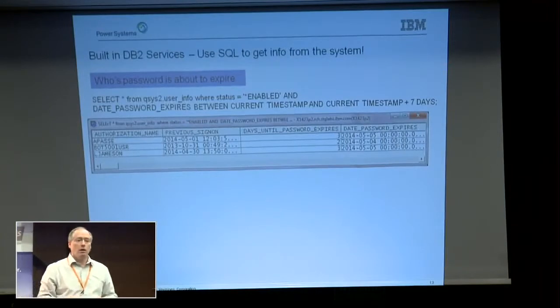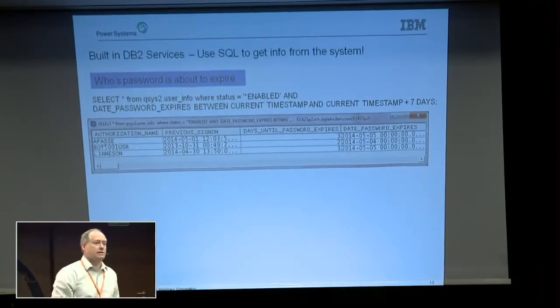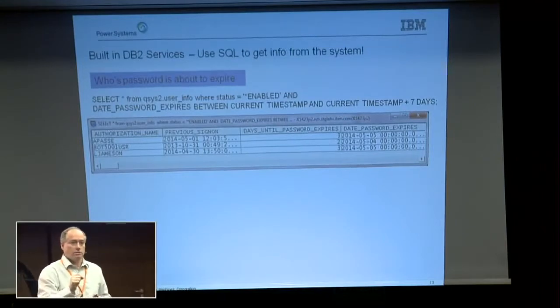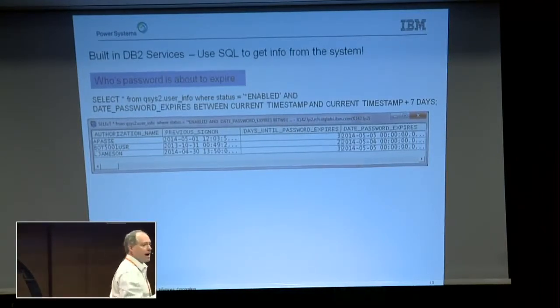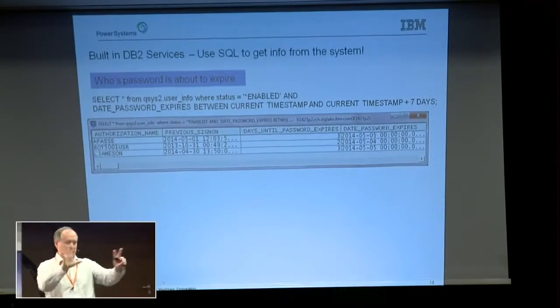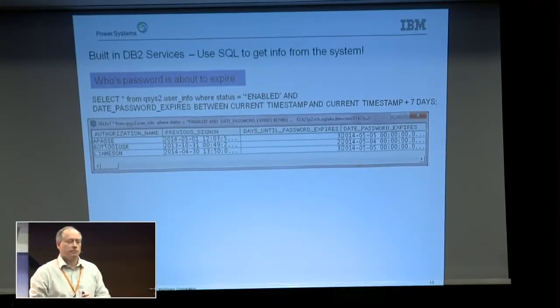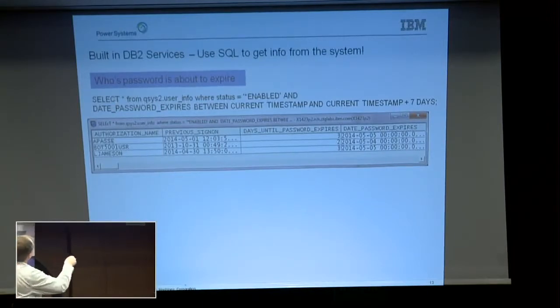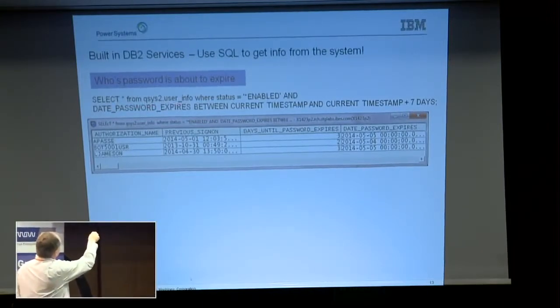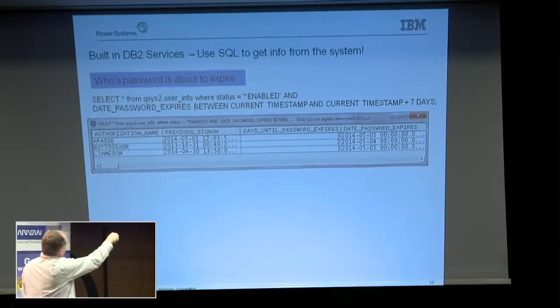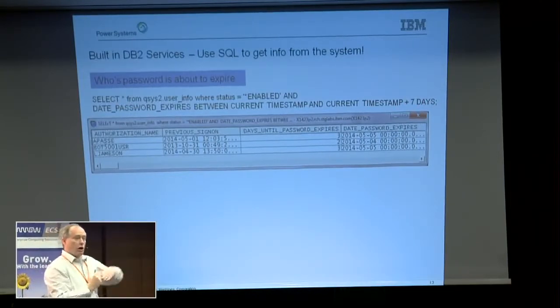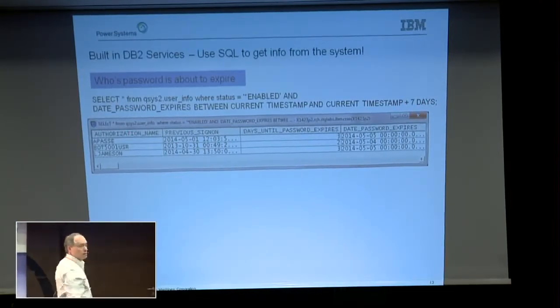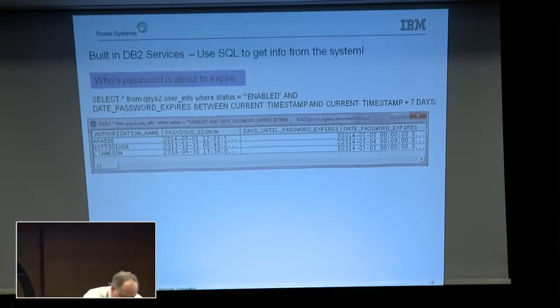Example 1. I want to know all the user IDs on my system whose password is going to expire in the next 7 days. How do you do that today? It's pretty difficult. With a simple SQL statement, I can go get my DB2 service for users where the status is enabled, the date password expires between current and plus 7 days, and return all the users. There they are. With one simple SQL statement.